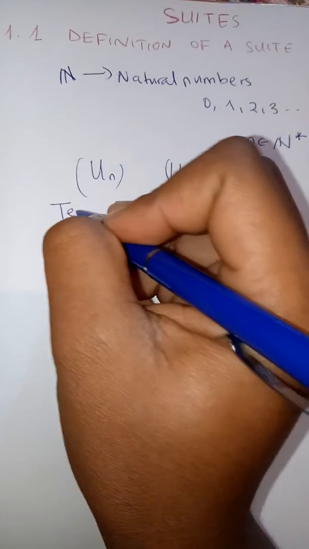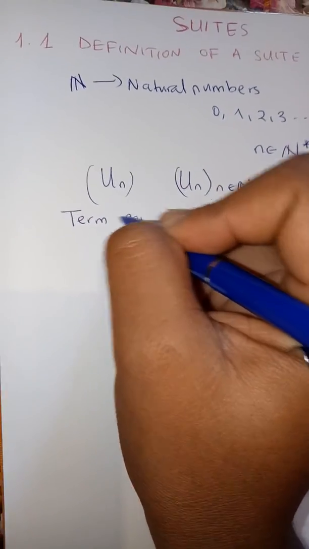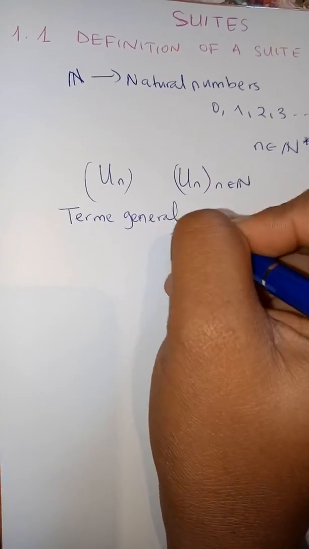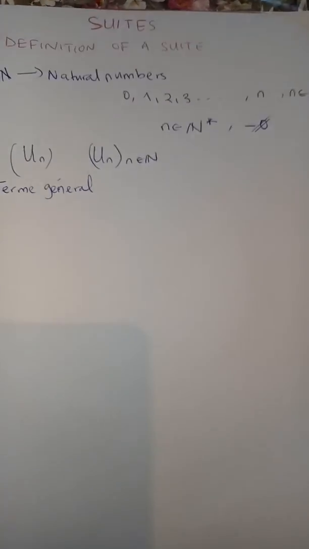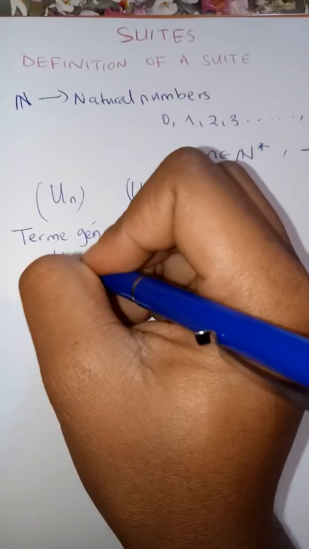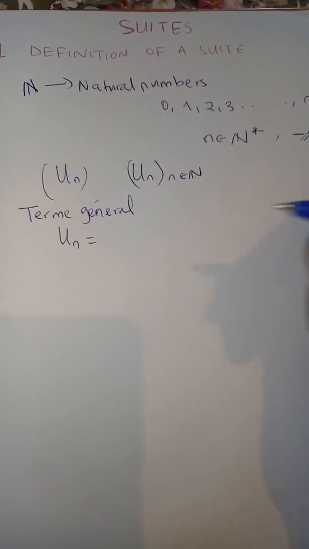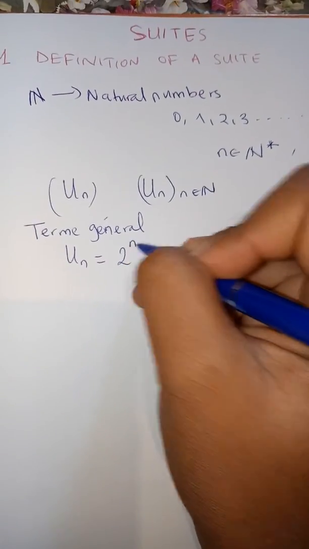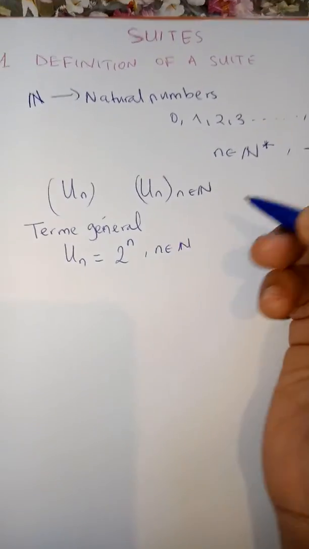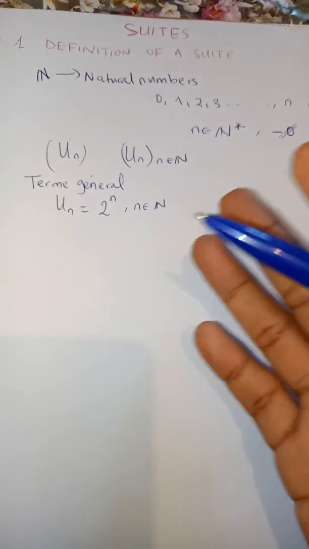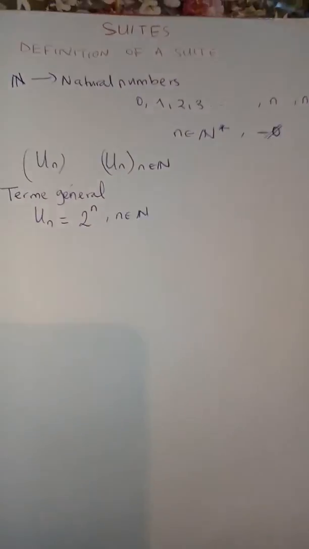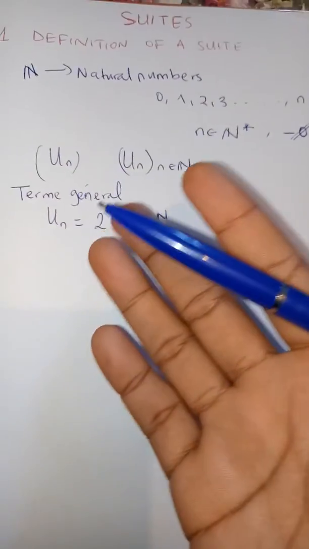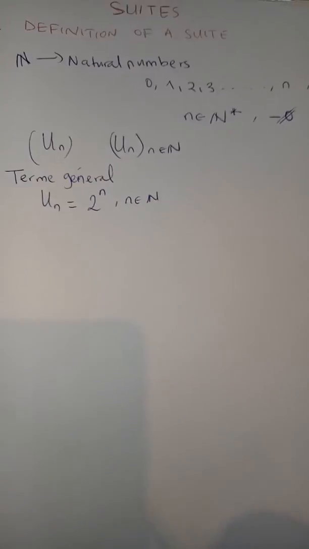For the suite defined according to its terme général, don't mind my French, the spelling. We can define a suite un as, let me say, 2 raised to the power of n, lorsque n appartient à N. Here I can say lorsque n appartient à N without saying N étoile, because 2 raised to the power of 0 is 1, so 0 can also be in this ensemble.